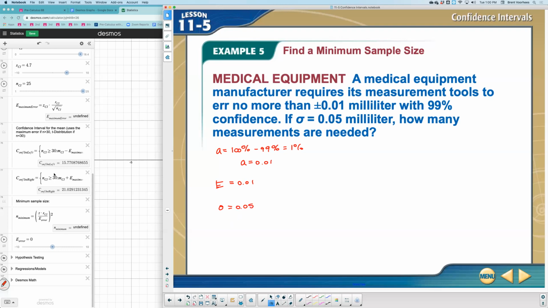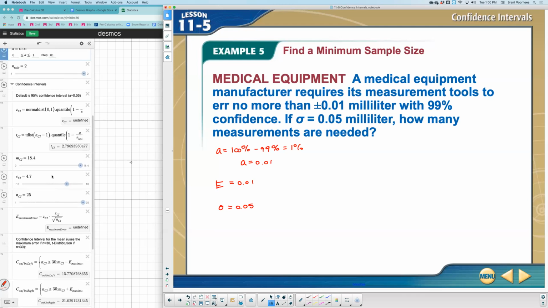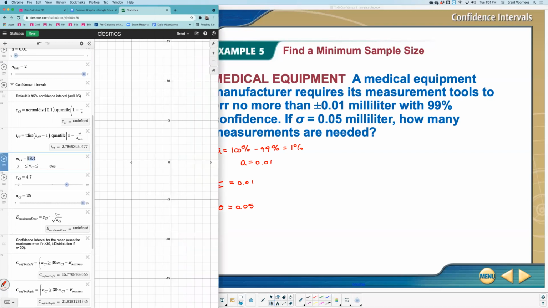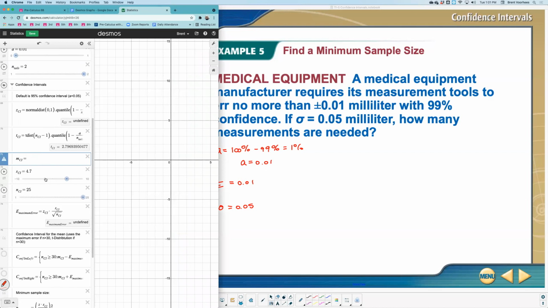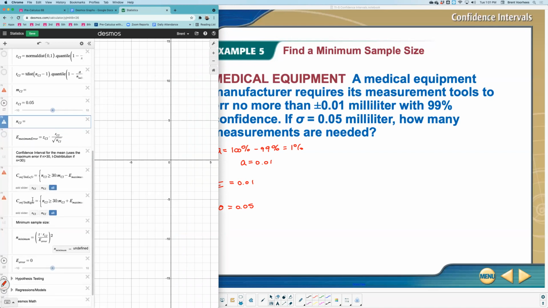Okay, so I'm going to come over here to my calculator and plug in these values. The first is the alpha, which is 0.01. Okay, we have that in there. We don't know the mean, so I'll just delete that. The standard deviation is 0.05. We don't know how many samples we have, so I can delete that. When I come over here, I also need to input my error, which needs to be 0.01. When I type that in, this tells me right here the minimum sample.